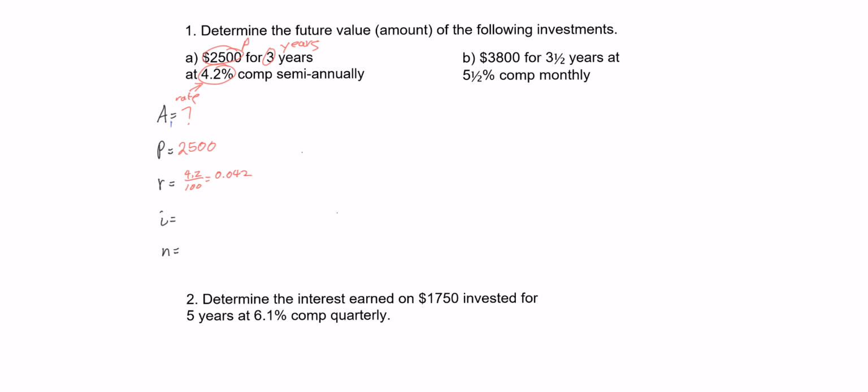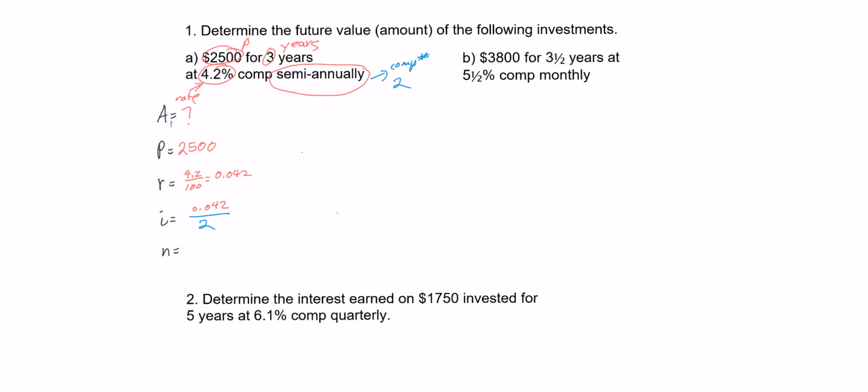Now, this portion here talks about our investment being compounded semi-annually. It's semi-annual, which means that our comp number is 2. So here we go. i, in this case, is 0.042, and we're going to leave it as a division by 2.